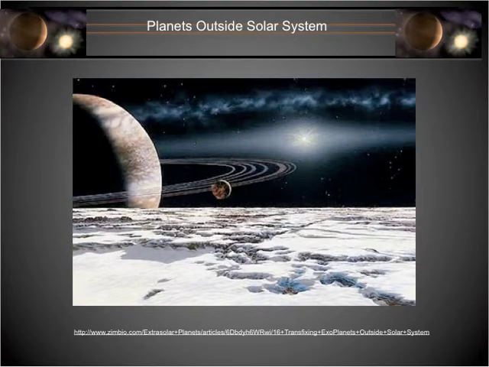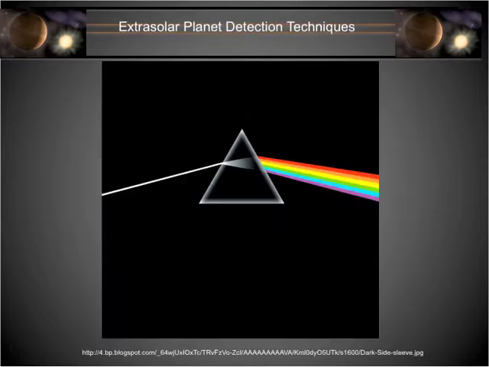Here's another artist's depiction, although it looks a little pixelated in this slide, I apologize, of an extrasolar planet and what it might be like to stand on the moon of an extrasolar planet. This is a gas giant planet and an icy moon that you are standing on in this depiction.